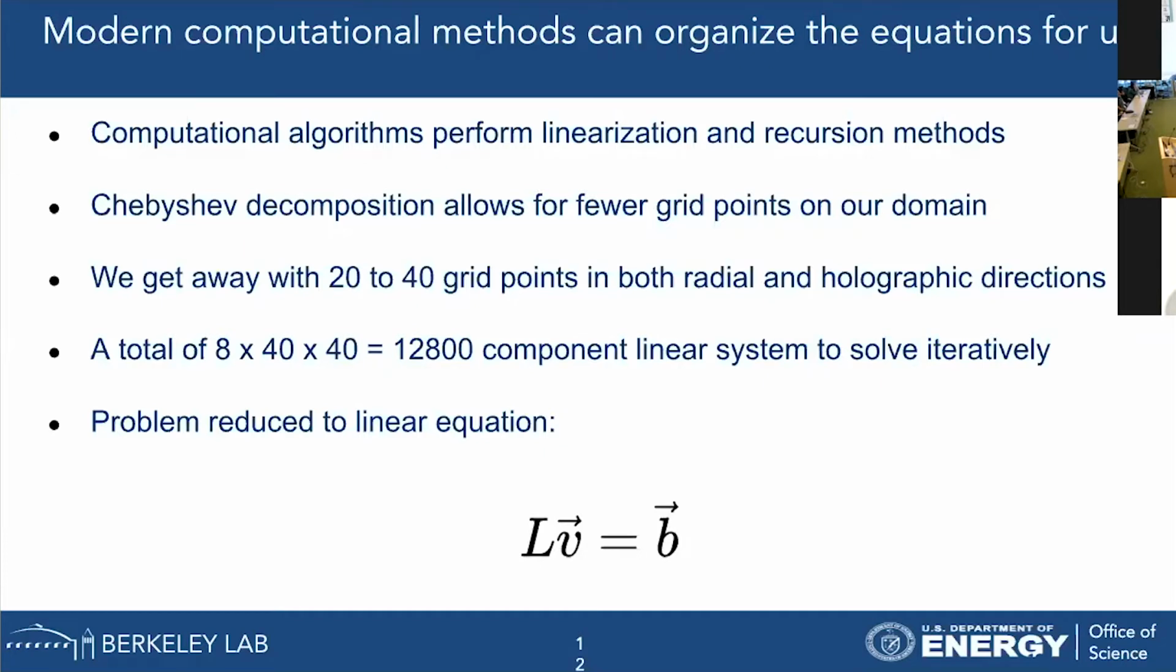So at the end of the day, we have 8 fields, and 40 grid points in each direction, the holographic and the radial direction. So it leads to a 12,800 component linear system that we have to solve for. But at the end of the day, it looks cute. It's just your standard linear solver. It's just L v equals B. You just got to invert L. Computers are good at that.